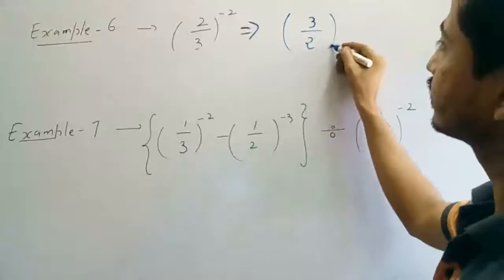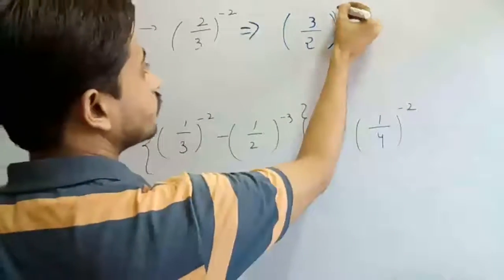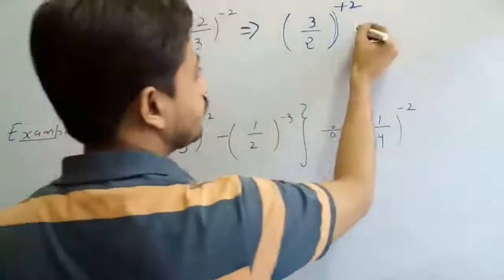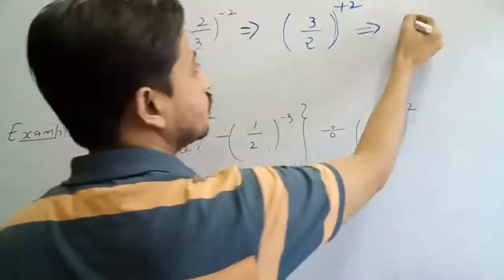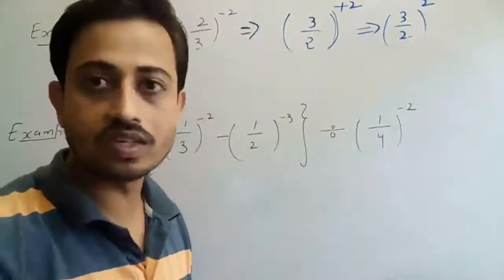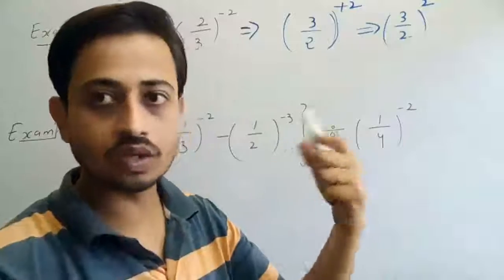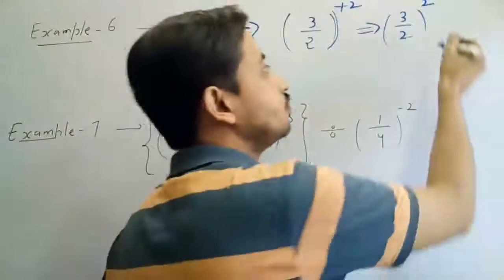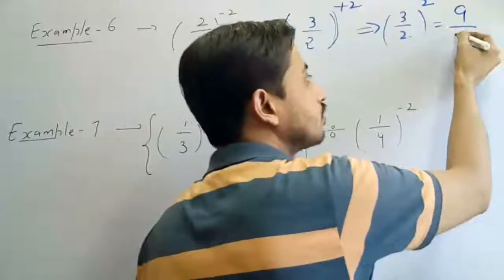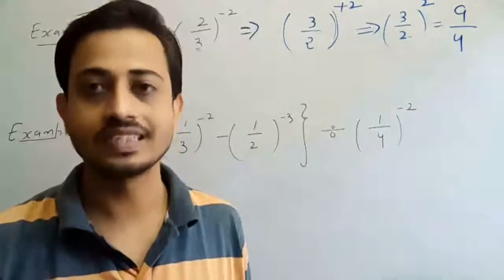So the power sign will be changed. So this becomes negative 2, so this becomes positive 2. And you know, this can be written as what? 3 by 2 raised to the power 2. And you know, 2 means 3 also comes 2 times and 2 also comes 2 times. So 3 into 3 we get 9, and 2 into 2 we get 4. So 9 by 4 is what? It's our answer. It's very easy.